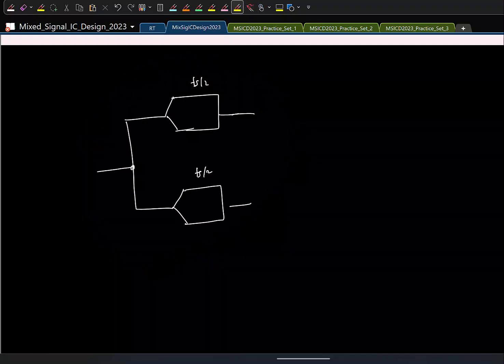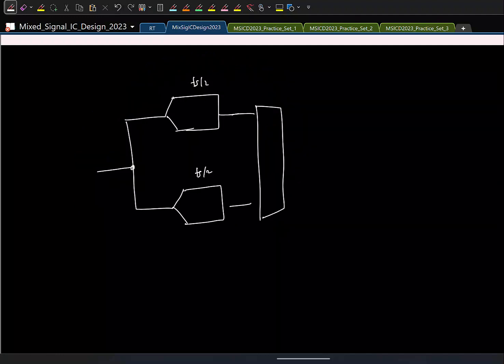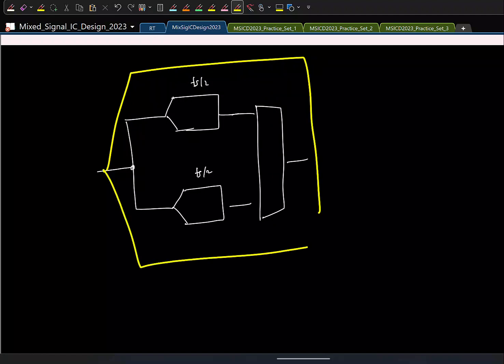Fs. So if I put this in a black box, again, I'll also have a multiplexer here at the output. I'll also show that. So if I put it in a black box and give it to you, to the outside world it will look like it is an ADC sampling at fs, right? If this can sample at fs, what is the maximum signal bandwidth I can have?